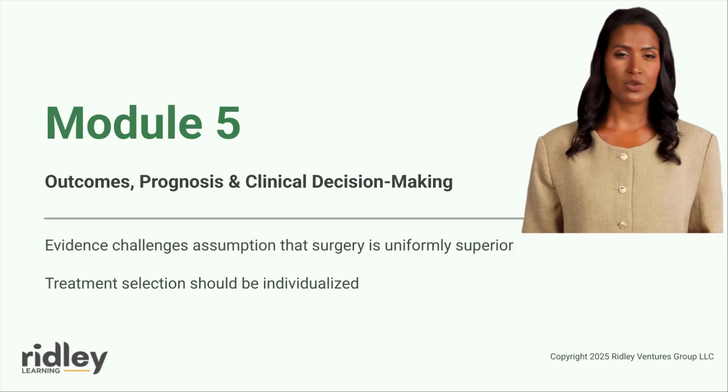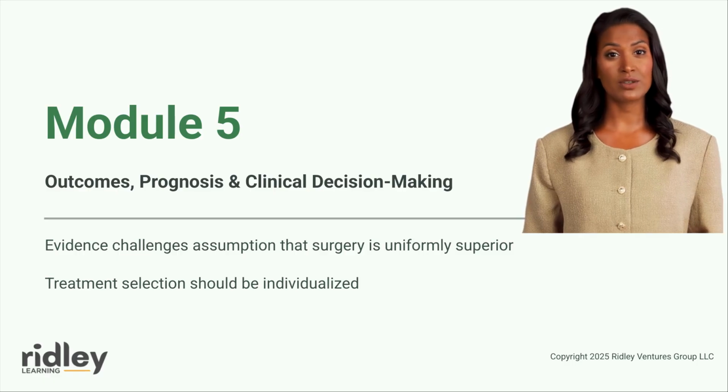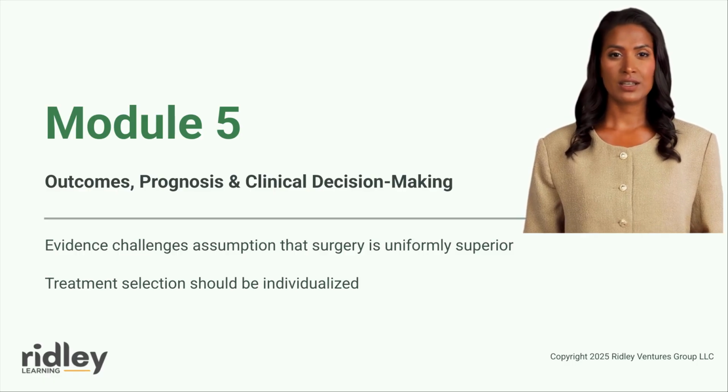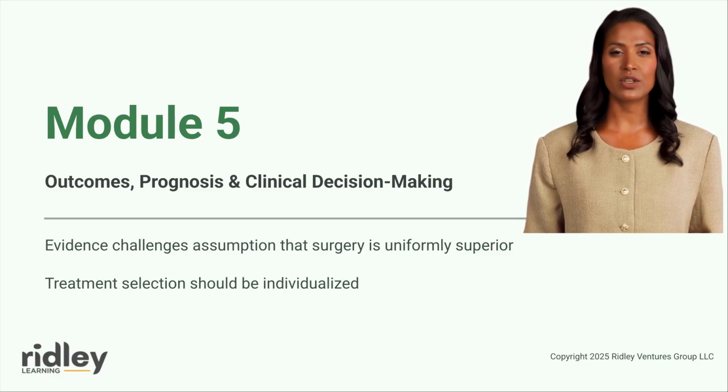We now arrive at Module 5, which covers outcomes, prognosis, and clinical decision-making. Clinical decision-making in lumbar spinal stenosis requires integration of outcome evidence, prognostic factors, and patient preferences into individualized treatment recommendations. The choice between continued conservative management and surgical referral represents one of the most consequential decisions facing patients and clinicians, with substantial implications for symptom trajectory, functional capacity, and quality of life.